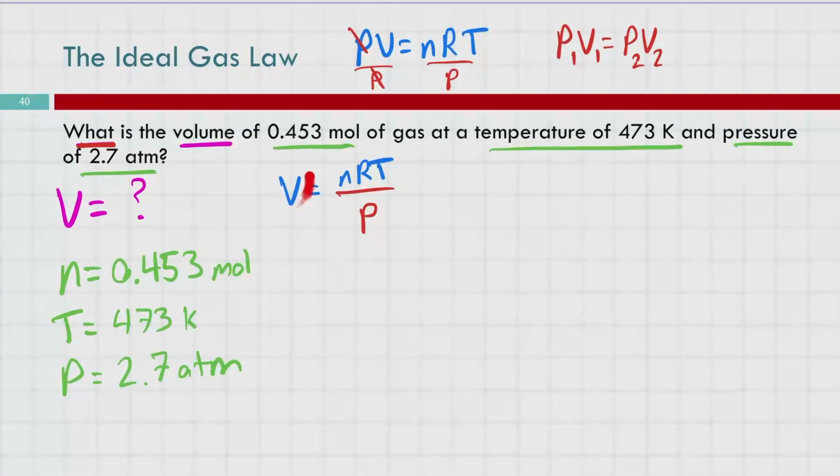All right, so we are looking for volume. We've solved for volume. We have N, we have T, we have P, but we don't have R. Can we solve the problem? Where do we find a value for R?